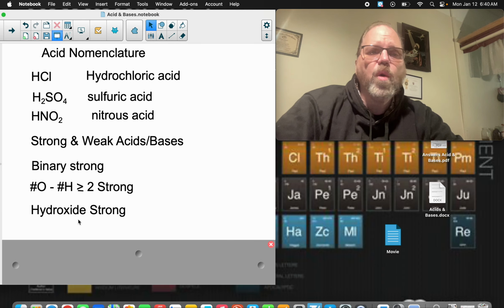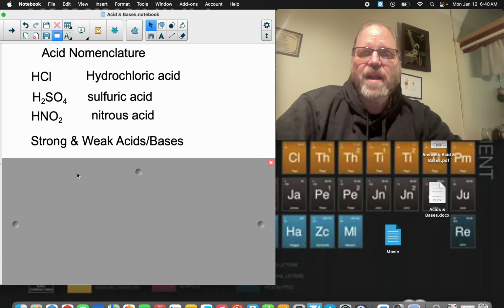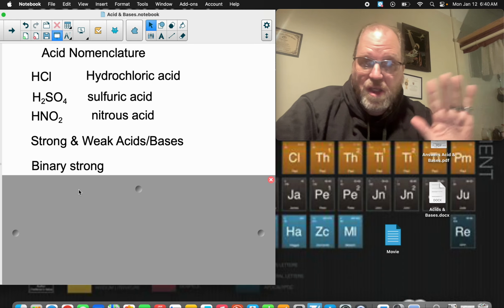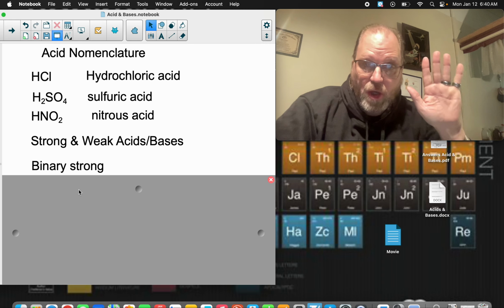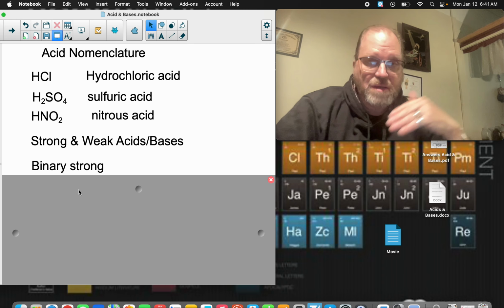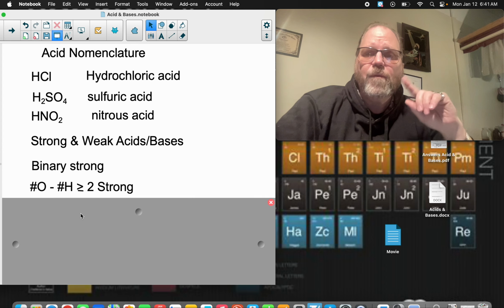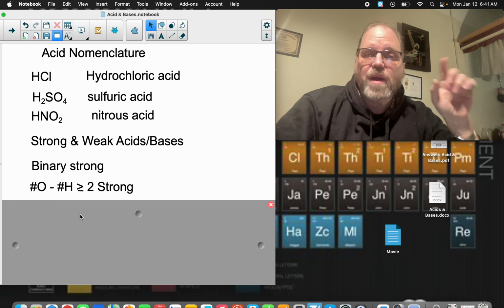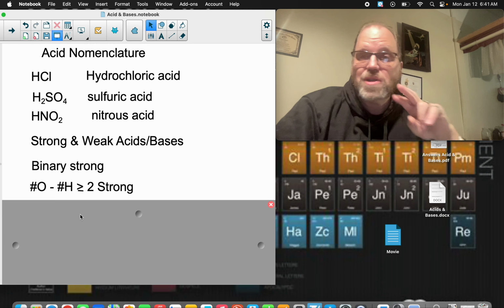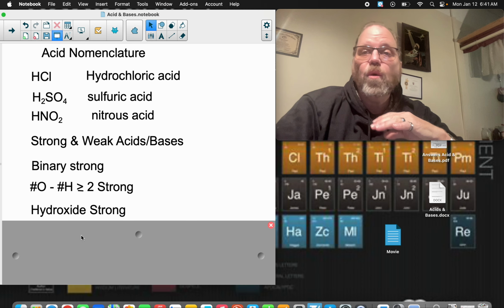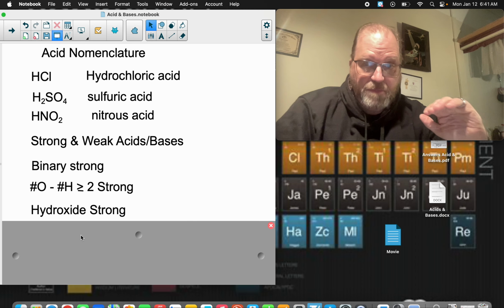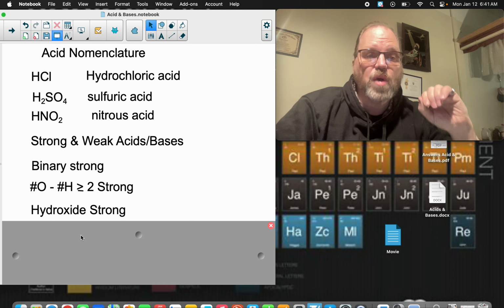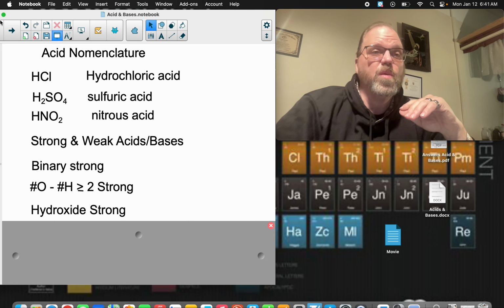Alrighty, so quick other review here, identifying strong and weak acids or bases. For acids, we're going to just say that if it's binary, it's always strong. That's not always the case, just make it simple for right now. For polyatomics, take the number of oxygens minus the hydrogens. If that number is greater than or equal to 2, it's strong. Less than 2, it's weak. For bases, we're going to just keep it simple right now. Hydroxides are strong. Doesn't have hydroxide, it's weak.